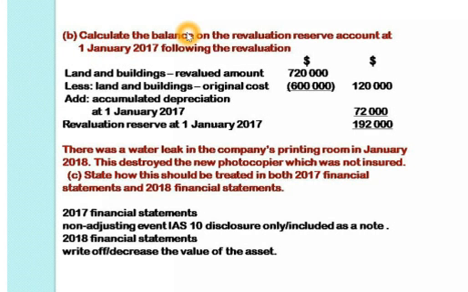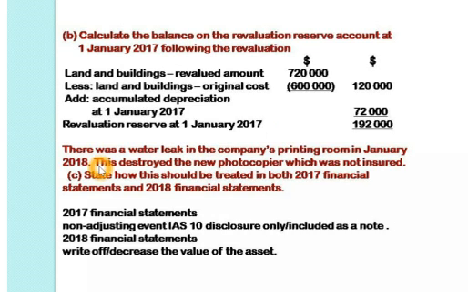In the part B of the question, we are asked to calculate the revaluation reserve at 1st January 2017. So the revalued value of land and building, which was stated in the third adjustment, was $720,000. The original value which was given in the trial balance was $600,000. So the amount which has been changed is $120,000. And there was also accumulated depreciation which was mentioned in the trial balance for land and building, which was $72,000. When we add both of these, we get $192,000, which will be the revaluation reserve at 1st January 2017.